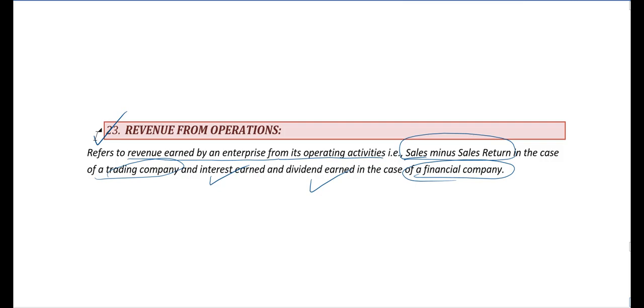In the case of a trading company, it is net sales, that is gross sales minus sales return. And in the case of a financial company, it is interest earned and dividend earned. So we've seen a few more terms in this video. We'll cover the rest of the terms in the successive videos.